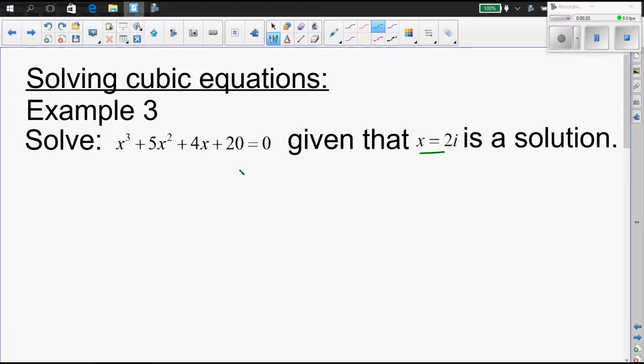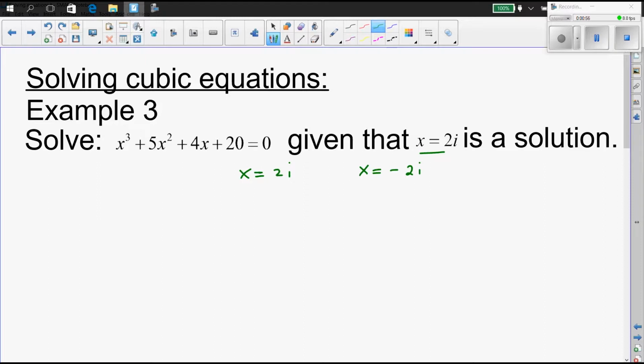So knowing that x equals 2i, and because it's a complex number, I can immediately say that x equals negative 2i is also a solution, because you remember from the previous examples that complex solutions occur in pairs and we call them complex conjugates. So let's deal with these two solutions. Now when we multiply these two solutions, we're going to get one of the factors of the cubic expression, x cubed plus 5x squared plus 4x plus 20 equals 0.